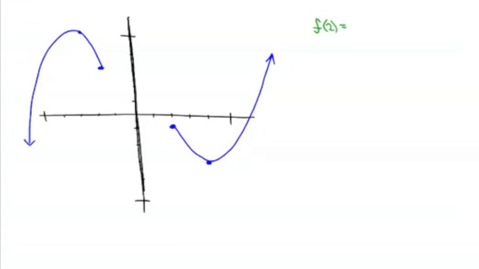F of 2 equals -1. This tells you on the inside that x is equal to 2, so you go to the graph where x is equal to 2 and find the graph either above it or below it. To get to it, you have to go down 1 unit. So this becomes -1.